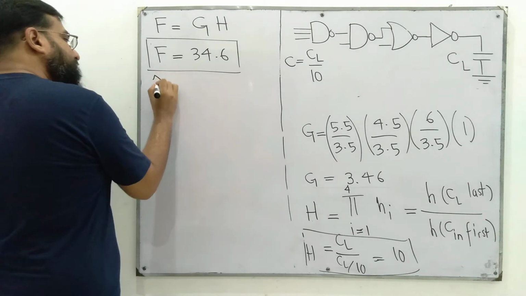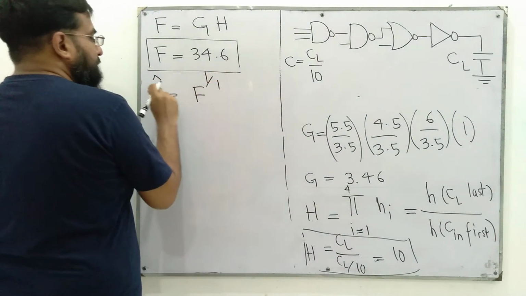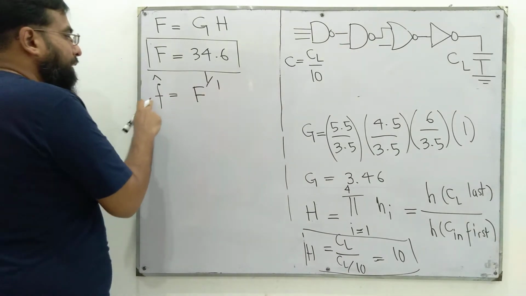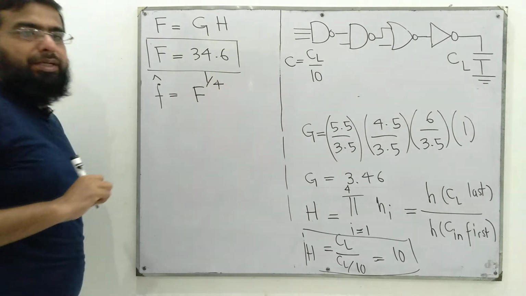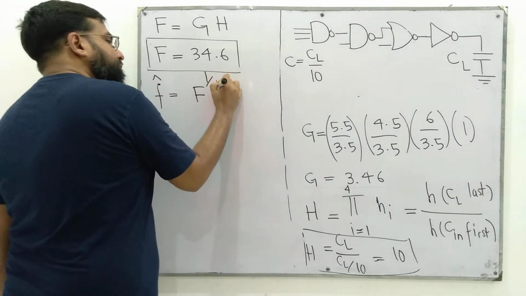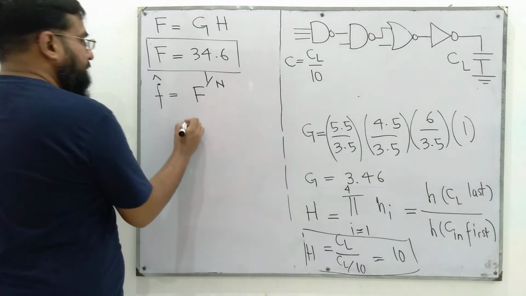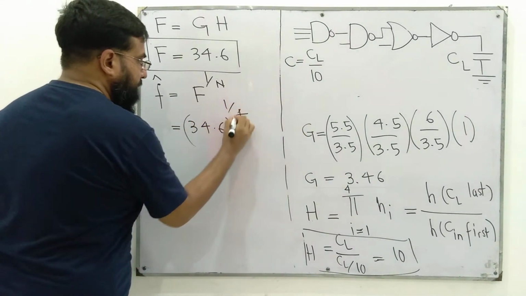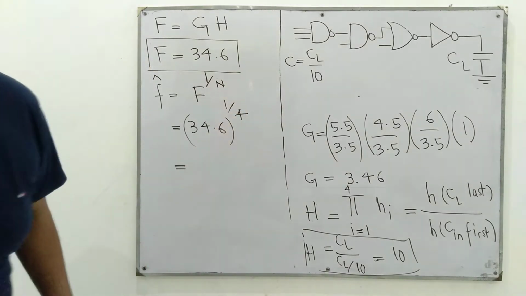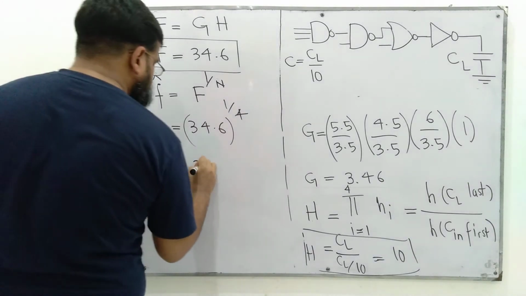And what is the average path effort of each gate? This is approximated as F to the 1 over n, where F is the path effort and n is the number of stages. So here we have 34.6 to the 1 over 4. It comes out to be 2.43.